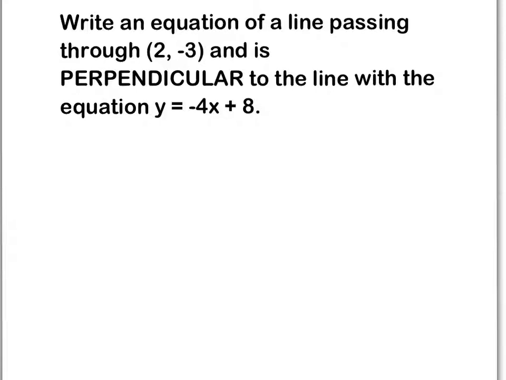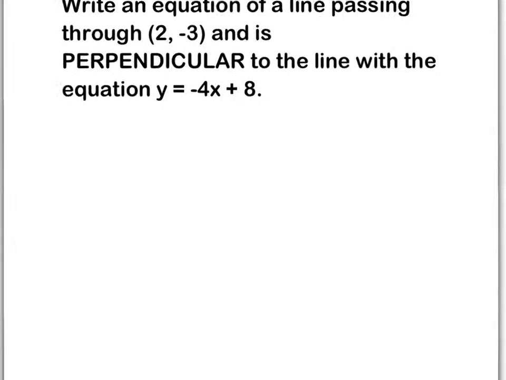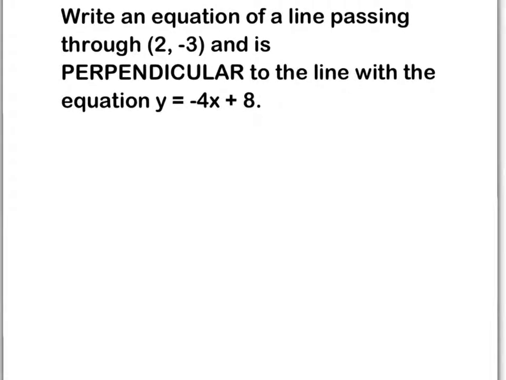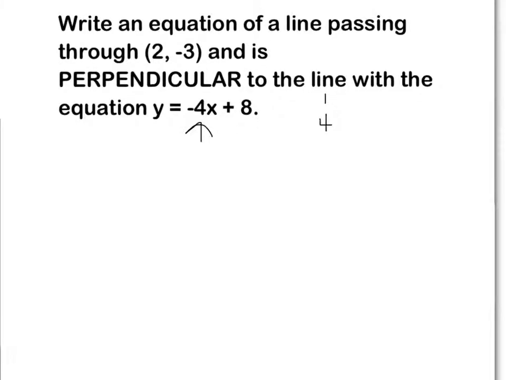Okay, using point slope form, I know that the slope for my new line is going to be the opposite reciprocal to negative 4, which would mean that the new slope will be positive 1/4. Using point slope form, I can plug in the point and the new slope to find out what the equation would be in the line perpendicular to the equation y equals negative 4x plus 8.